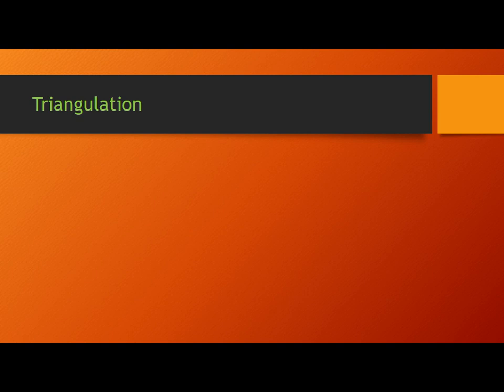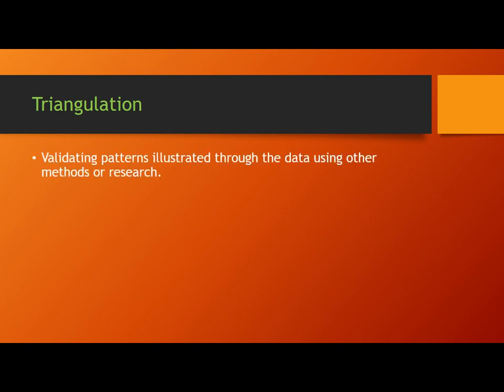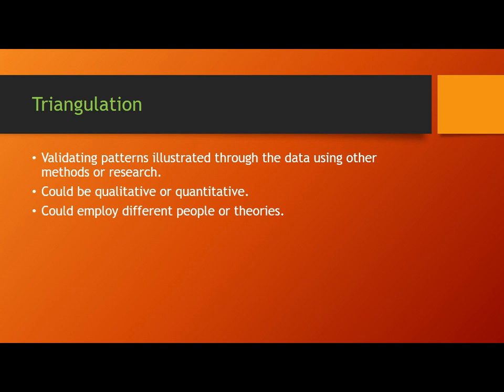Triangulation. This is a lot like it sounds. This is validating patterns that you found in your collected data through using other data methods or research. So it could even include qualitative or quantitative research. A way to triangulate something you found qualitatively could be to study it quantitatively too. And if you find something consistent between the qualitative and the quantitative, then you have a stronger case made for your analysis. You can employ different people or theories that look at the data in a different way but come up with similar patterns or findings. That's another way to triangulate.